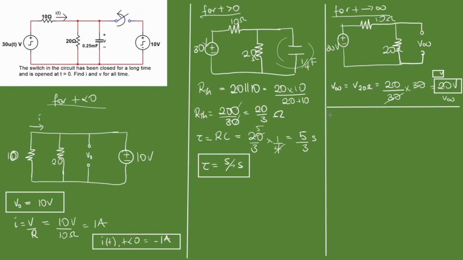Alright. Remember, recall V of t is equal to V infinity plus V naught minus V infinity, times e to the minus t over the time constant, in volts. Our V infinity is 20 volts. We'll start off with that. So that's 20 plus V naught, which is 10 volts, so that's 10 minus 20 again, times e to the minus t over 1.67.